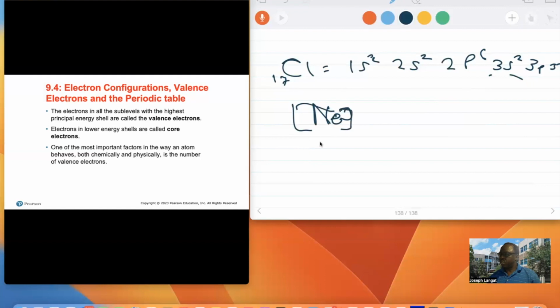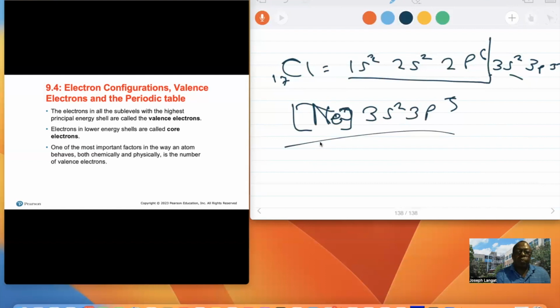This is neon, and up to here, we have neon, which is 3s2, 3p5. This is the shorthand electron configuration for neon. Also learn the 3 methods. You should be well-rounded for that.